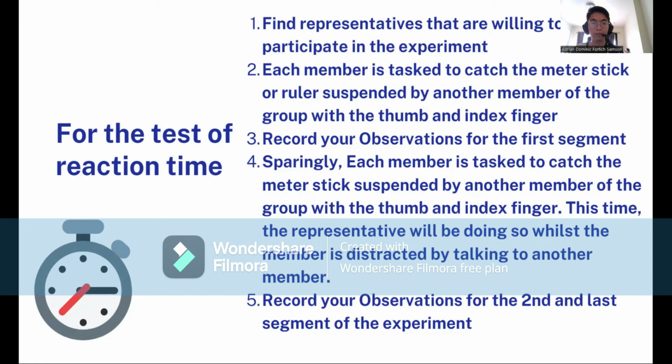Now, for the second part, each member is tasked to catch the meter stick or ruler again, suspended by another member of the group with the thumb and index finger. But this time, the representative will be doing so whilst the member is distracted by talking to another member. And then, lastly, we record our observations for the second and last segment of the experiment.